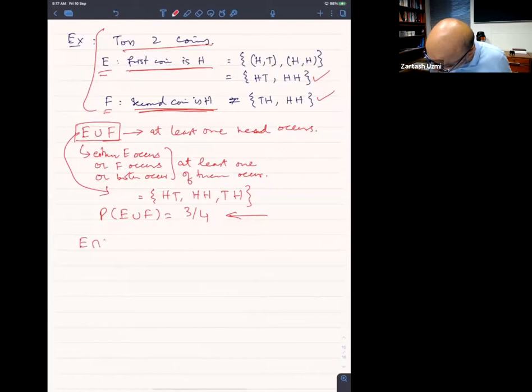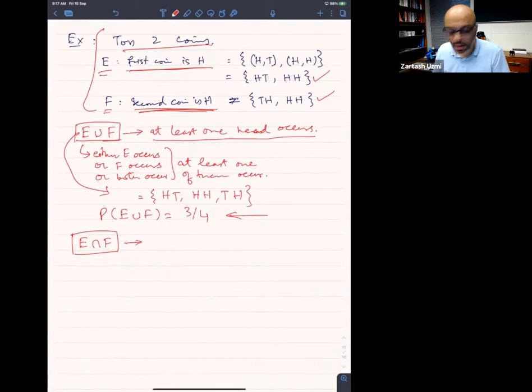I'm going to ask the question about E intersection F. First, tell me the interpretation of this event. E is the event that the first coin is head, and second coin is head, that's the event F. What is the interpretation of E intersection F? Just as we gave the interpretation of E union F, at least one head occurs.